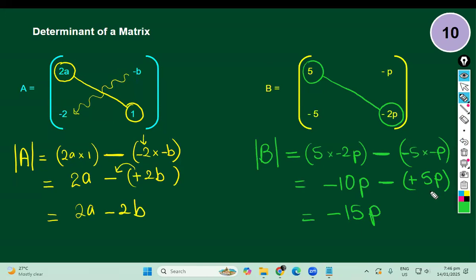Right, so look for your mistakes on this one. The first one, remember we multiply the more important diagonal first, and we just minus in the less important diagonal after, right?